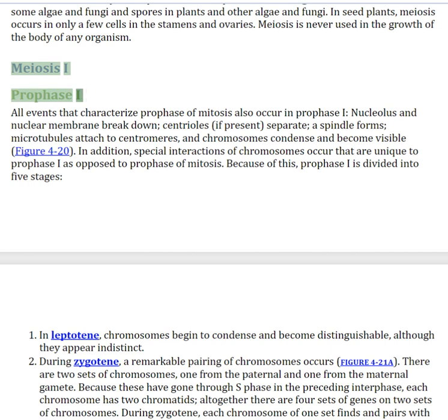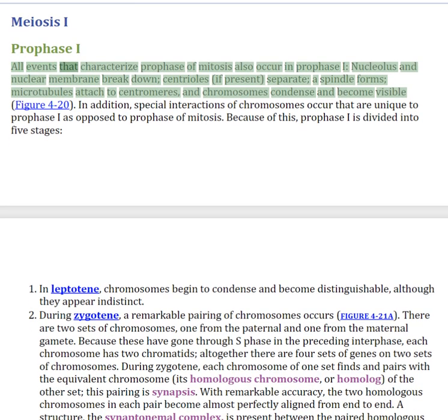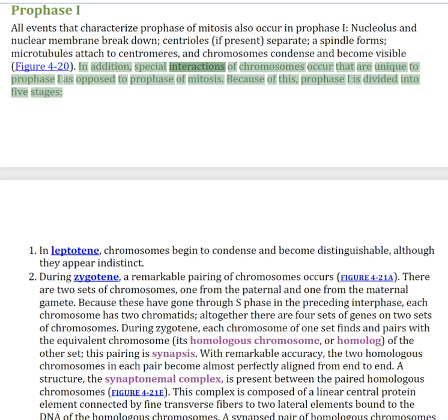Meiosis 1, prophase I. All events that characterize prophase of mitosis also occur in prophase I. Nucleolus and nuclear membrane break down, centrioles separate, a spindle forms, microtubules attach to centromeres, and chromosomes condense and become visible. In addition, special interactions of chromosomes occur that are unique to prophase I as opposed to prophase of mitosis. Because of this, prophase I is divided into 5 stages.